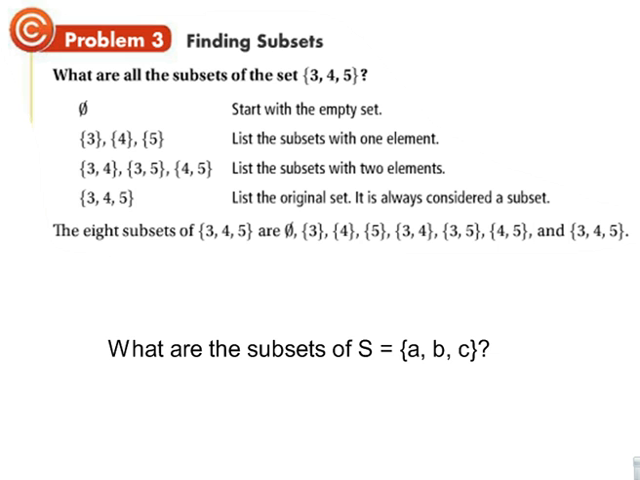Okay, finding subsets. All right. So we have 3 things in our universal set. Remember, this is called the universal. All right. And what we want to do is break it down into all of its parts. Okay. And we have 3 things, so the most we can have in a subset is 3. So list the original set. It is always considered a subset.